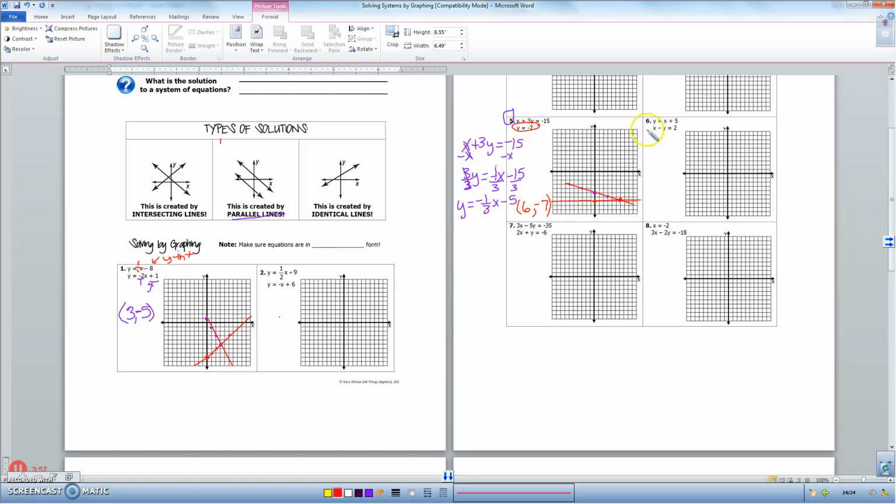Okay, so on some of these, you'll have to rewrite the equation for y equals. All right? So I want you to at least try these, and then tomorrow you're going to see another video on solving systems by graphing, and we'll go over these steps again. Okay?